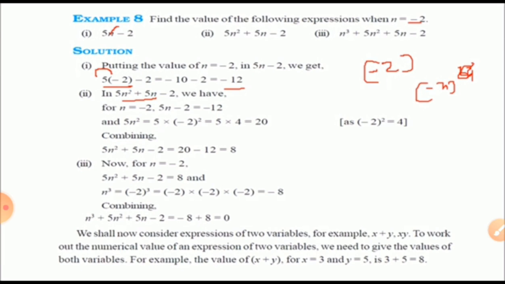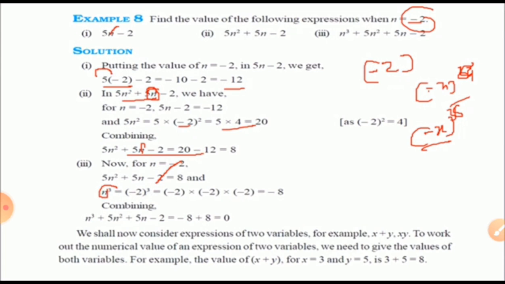5n square plus 5n minus 2. Where n is, you put minus 2. So 5 into minus 2 square. Yes, correct. And then plus 5 into minus 2, and minus 2 as it is. So in 5n square, minus 2 times minus 2 is 4, a plus. So 5 into 4 is 20. Correct. Combining both, we can write 20 minus 12. Yes, minus 12 is there too. And minus 2 once again will give you 10 plus 2, 12. So 20 minus 12, final answer is 8.